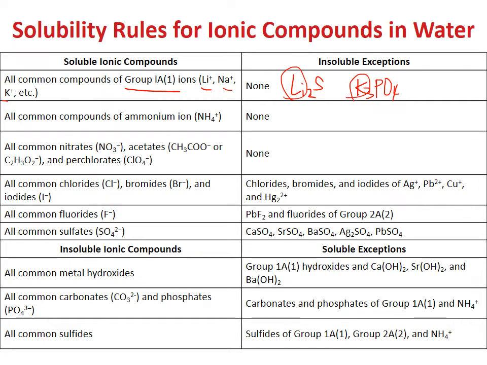Rule number 2: all common compounds of the ammonium cation are also soluble. So ammonium bromide, or ammonium carbonate, must be soluble because the cation is ammonium, and there's no exception. Any anion combined with these cations is highly soluble.